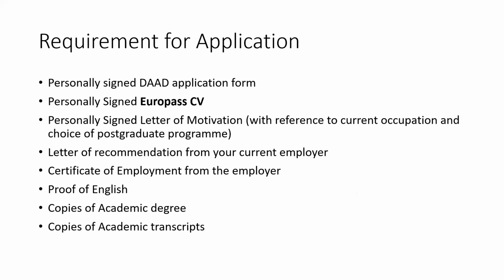What do you require for a successful application for the DAAD scholarship? The first one, you need a personal signed DAAD application form, which can be gotten from the DAAD portal. You go to the DAAD portal, you see the application form, then you have to fill it. In this form, you fill in the courses you're applying for, and you are entitled to apply for at least 2 courses. Then you also need a personal signed Europass CV. I have to highlight this Europass CV. This is very, very important. You don't just use any CV to apply for DAAD.